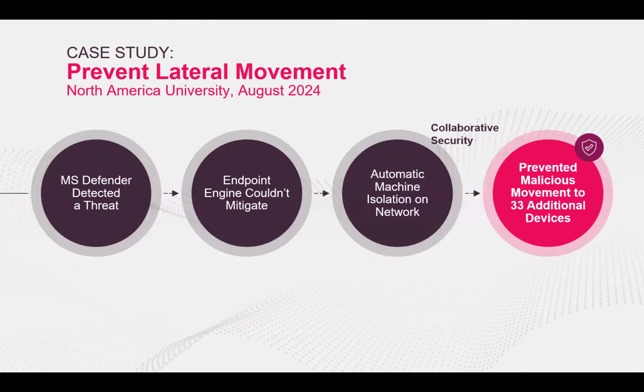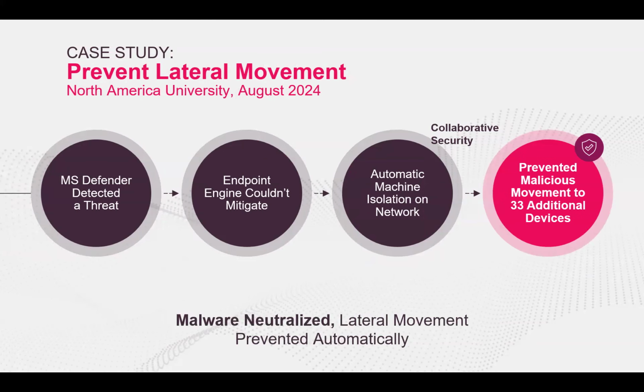Another one, Microsoft Defender detected a threat, right? But that endpoint engine couldn't prevent additional machines from getting attacked, right? It can only detect it and not actually prevent it. So they had a playbook in place that said if Microsoft Defender detects a threat, then it's going to automatically isolate that machine on the network. And what that did was it prevented that from worming through their environment and infecting additional devices. The lateral movement was prevented, right?